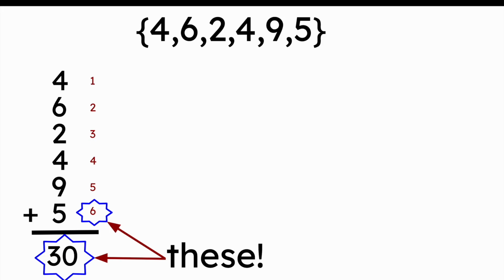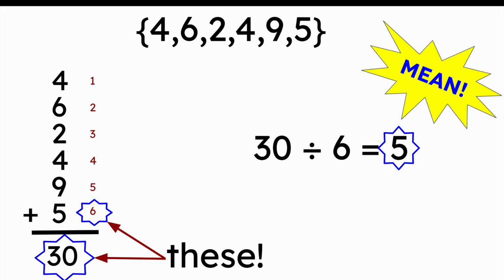We got the numbers we need. We just take the total and divide by the number of numbers, and we get the mean. Good for us. Good job, everyone. Okay, that's mean. That's it. It doesn't get harder from here, honestly.